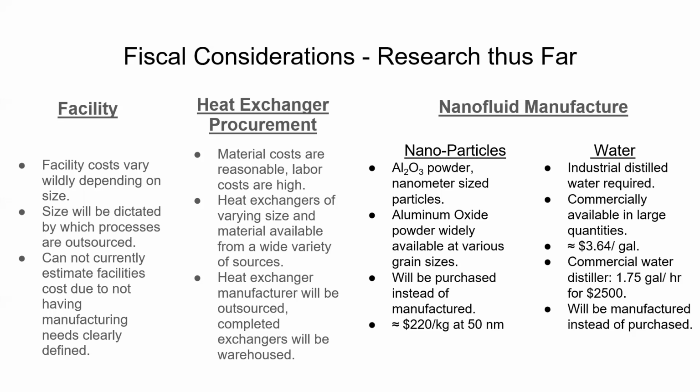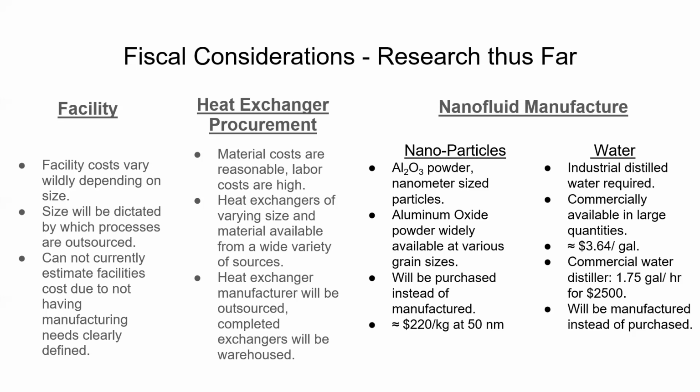As far as the nanofluid manufacture, the aluminum oxide nanoparticle powder is widely available from different science and industry providers, so we'll probably be purchasing it. Right now, the price I found is about $220 per kilogram, and that's for a 50 nanometer sized particle. And then the distilled water that it'll be mixed with, I found prices for distilled water as well, and also found machines that will distill water.